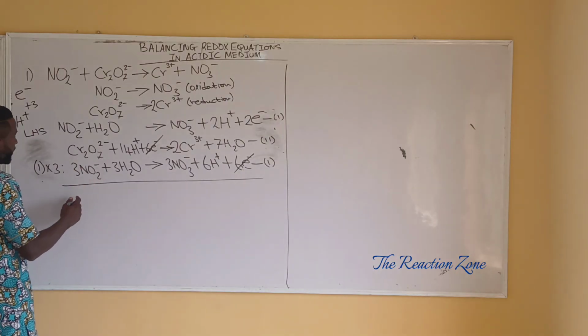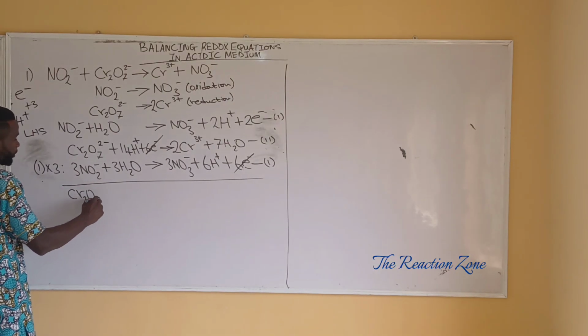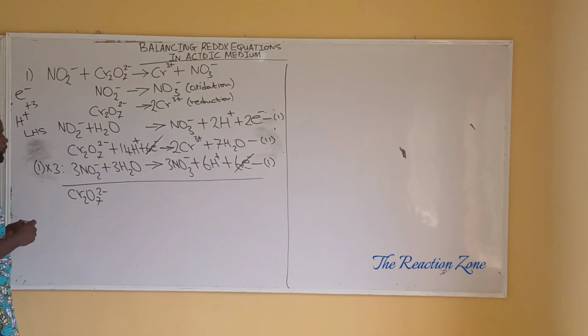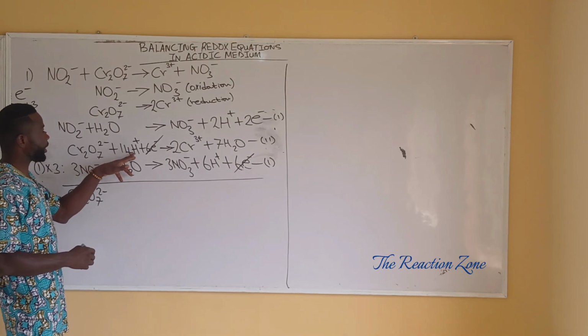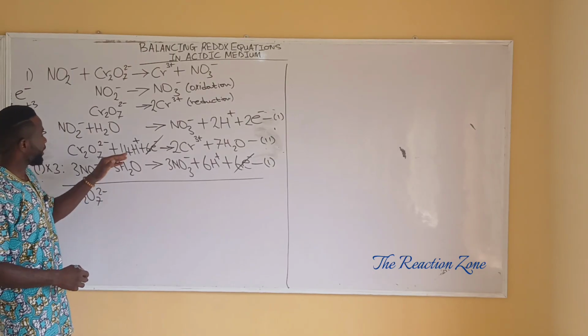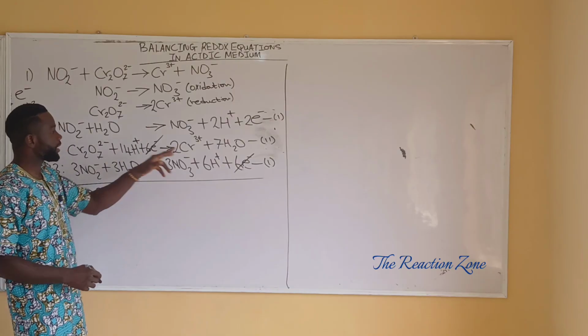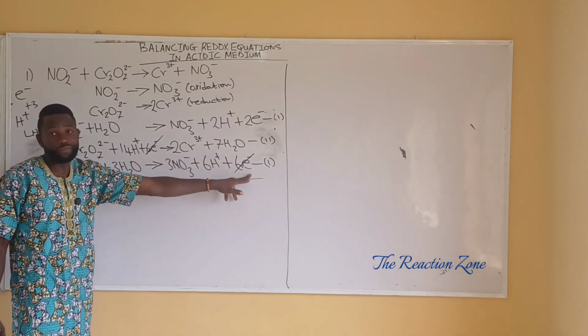So let us start by adding both equations together. So this will be Cr2O7 2-. Now this is plus 14H+, but I'm not going to write this here. Why? Because there is H+ on the left side of this equation and there is H+ on the right-hand side of this equation.